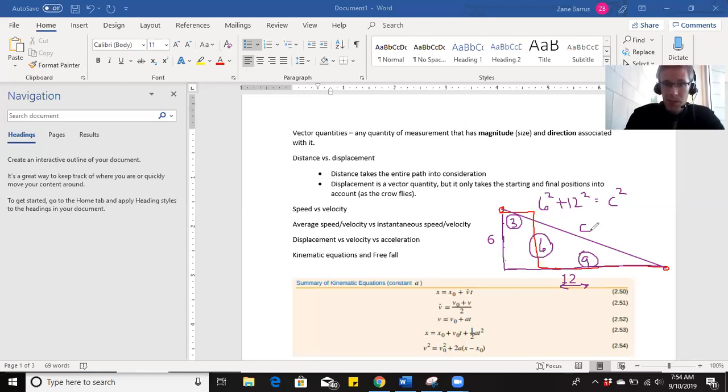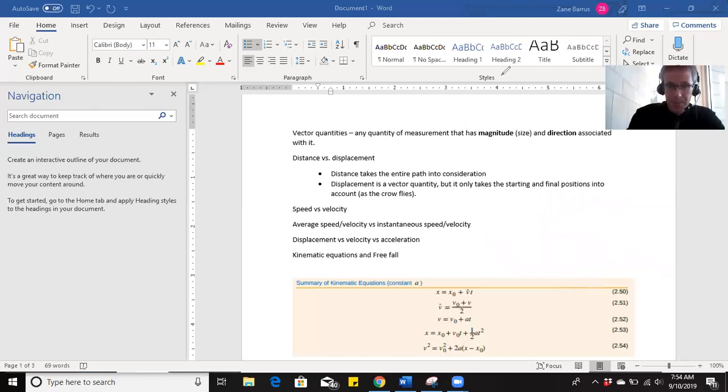Now, I want to point something out. Distance and displacement, do not confuse them with each other. You could drive from your house to school and back, and in the previous example, if it was 18 blocks both ways, you drove 18 blocks to get to school and 18 blocks to get home from school, you would have driven 36 blocks total over the course of a day. But displacement only takes the starting and final positions into account.